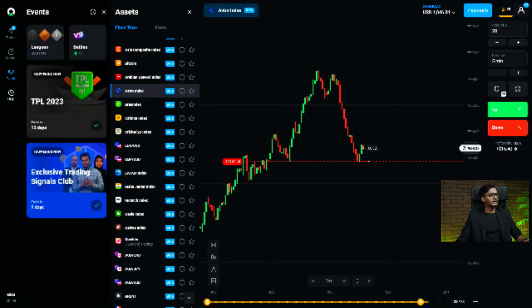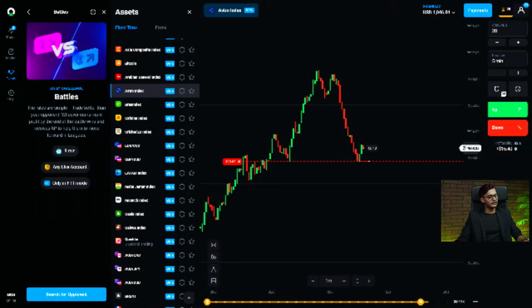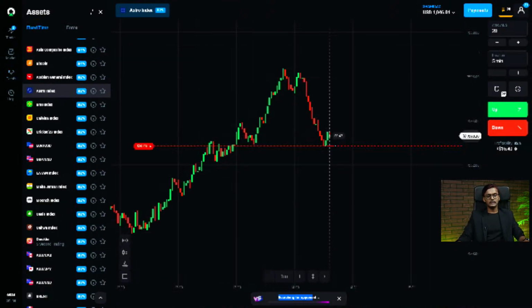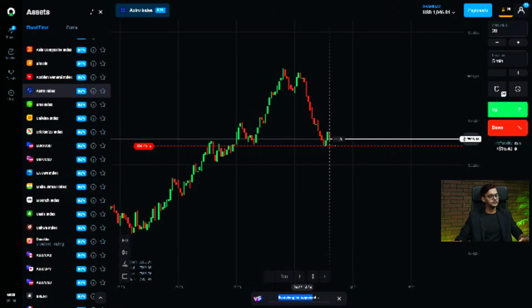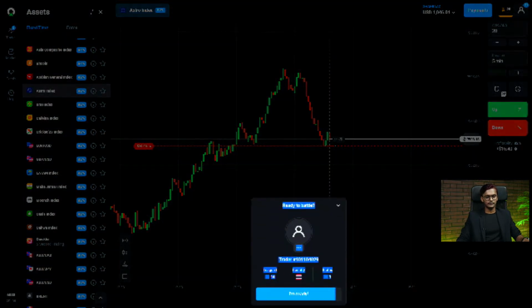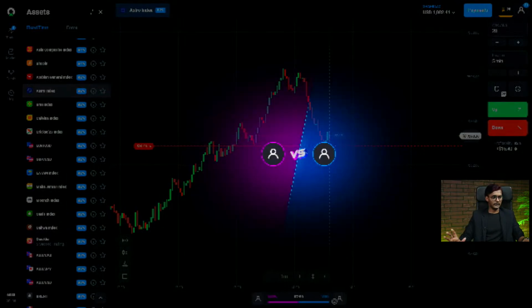Okay, so what I did, I went to the event page, I clicked on the battle, and I see a search for opponent option. I clicked there, and Olymptrade is searching for an opponent for me by itself. I don't have to do anything, I just have to wait. Olymptrade is searching for a trader who also wants to battle at the moment, and if it finds someone, it will match him with me and I will have a one-on-one battle with him. Sometimes if there are no opponents, it takes a while. Yeah, you see, again there is a person, and I am ready to battle with him again.